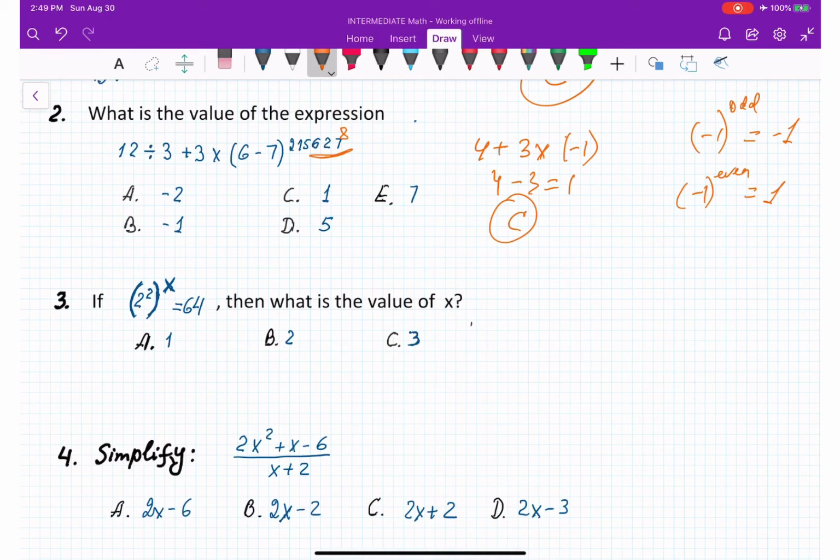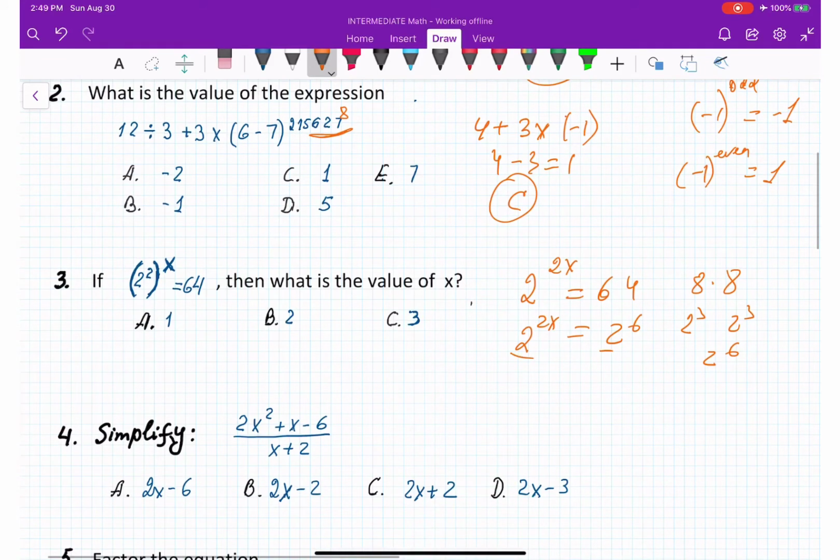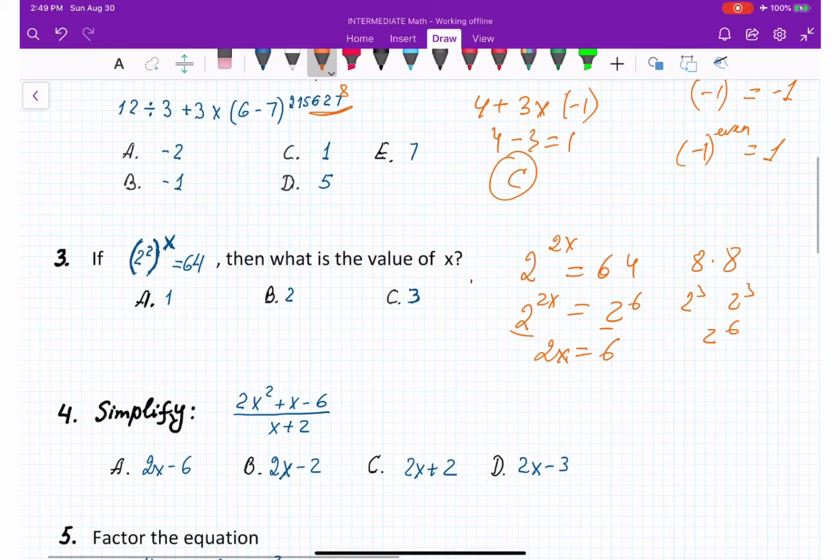Next one. Here we are getting 2 to the power 2x is equal to 64. What is 64? 8 times 8. 8 is 2 to the power 3. This one, 2 to the power 3. Together we'll make 2 to the power 6. When the base is the same, that means I can drop it, and 2x is equal to 6. And from here, x is equal to 3. C.